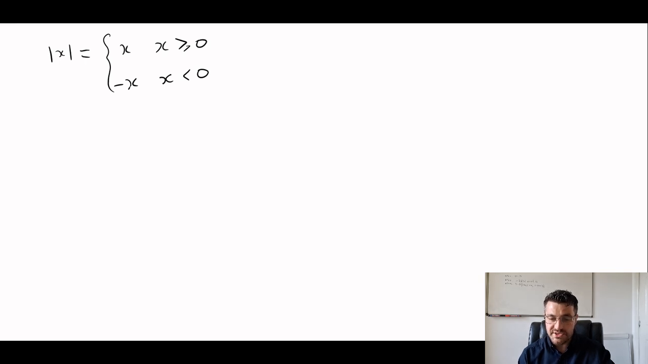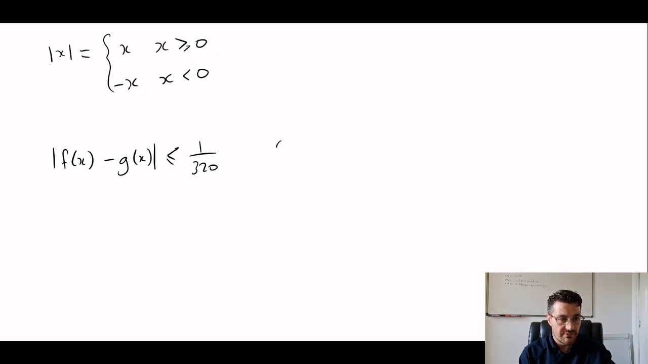With this notation, we say that a function f is an excellent approximation to a function g if the modulus of f of x minus g of x is less than or equal to 1 over 320 whenever 0 is less than or equal to x is less than or equal to a half. So this is not something that you will see defined anywhere else. Okay, that's the whole point.